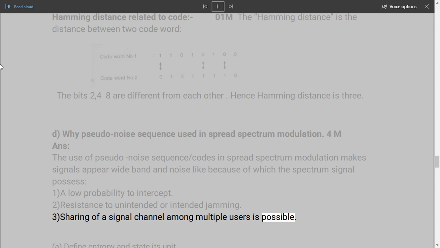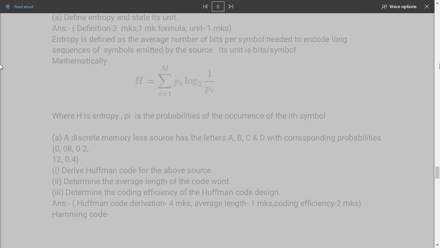A. Define entropy and state its unit. ANS: definition, 2 marks; formula, 1 mark; unit, 1 mark. Entropy is defined as the average number of bits per symbol needed to encode long sequences of symbols emitted by the source. Its unit is bits per symbol. Mathematically, where H is entropy, pi is the probability of the occurrence of the ith symbol.